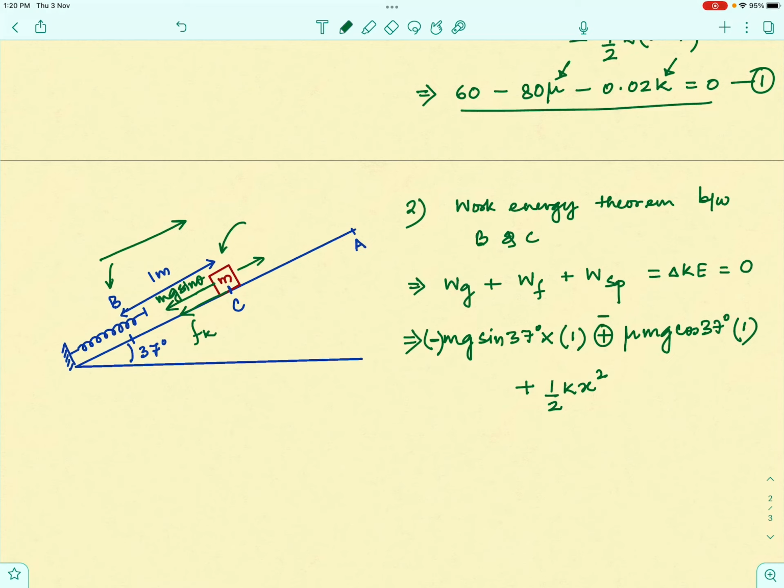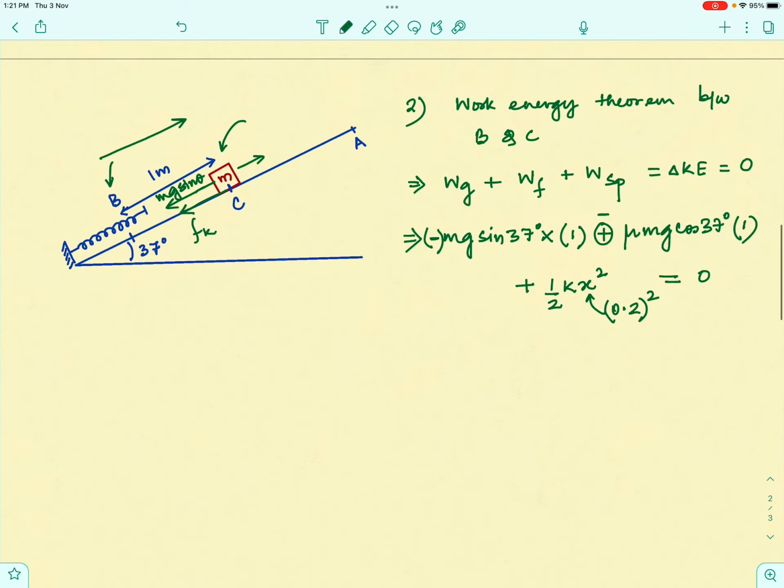Why? Because the spring, as it pushes the block up, the block moves up, right? So the force of spring and the motion of the block are in the same direction, so it will be a positive work by the spring. This x value we already know, it is 0.2 meters. The amount by which the block had compressed the spring will once again open up by the same amount, right? And these three terms together will be equal to 0.